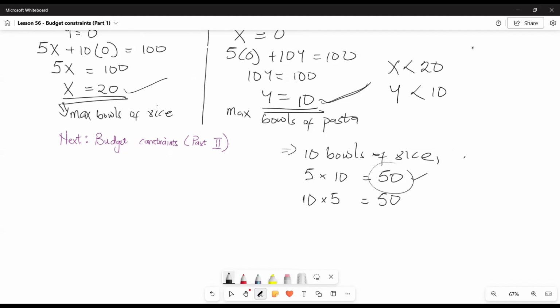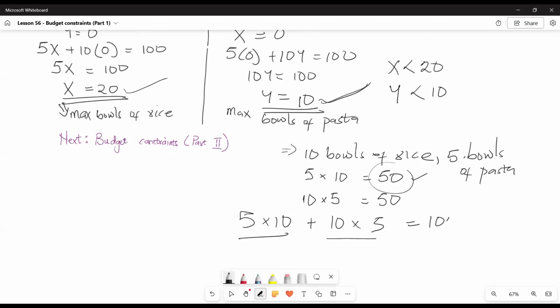If she buys 10 bowls of rice and 5 bowls of pasta, her total expenditure is going to be 5 times the 10 bowls of rice plus 10 times the 5 bowls of pasta, which is 50 here and 50 here. So this is equal to her income. So Ella can adjust the quantities as much as she wants within the range of what is possible given her income and the price of the goods. So this is all that we have on the first part of our budget constraint.